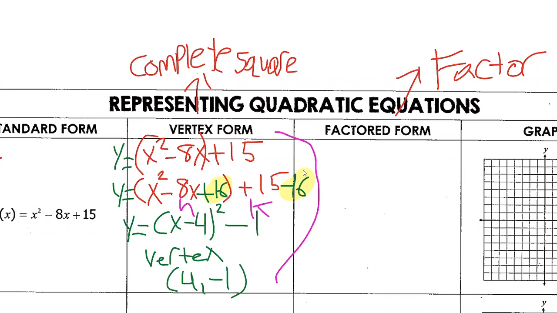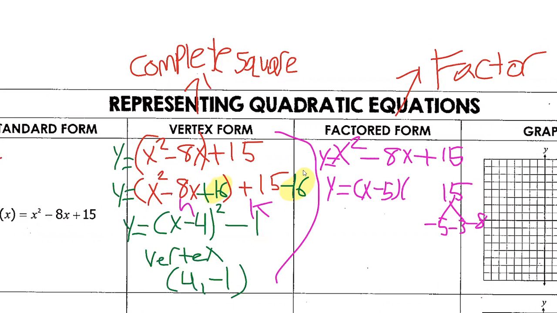From factored form, like I said, you're going to start with your standard form still. For this one, it's not anything crazy. You want to think what would multiply to 15 and add up to -8. That would be -5 and -3. So this would really be y equals (x minus 5)(x minus 3). And your x-intercepts, or our solutions, or our roots, would be at 5 and 3.